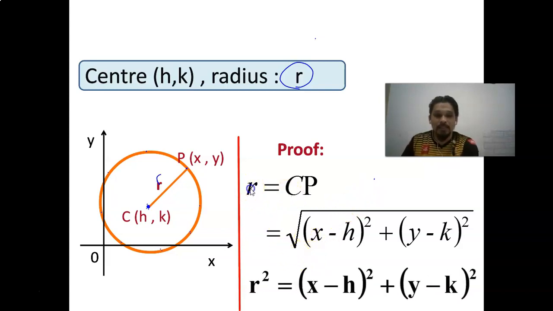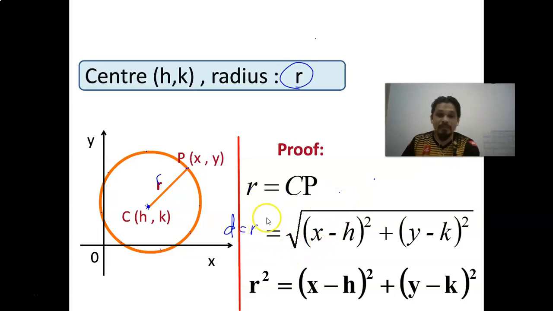We call the radius from the center C to the point P: r equals CP, which is the square root of the distance. Actually, the square root of everything here is the distance formula, and this distance we name as r, the radius of the circle.